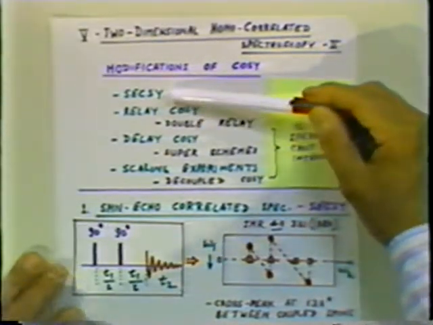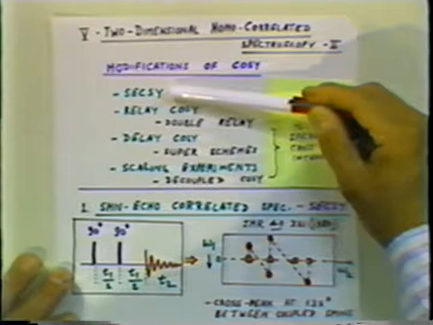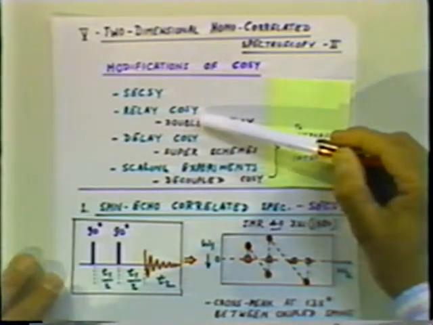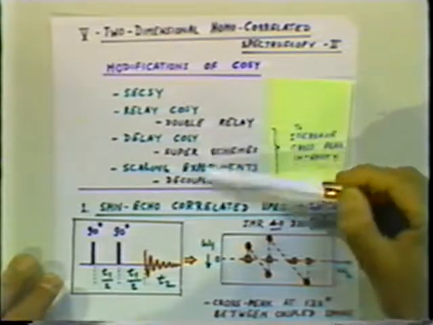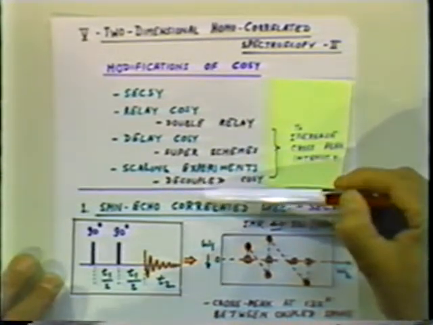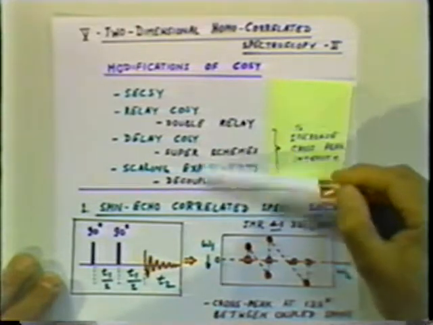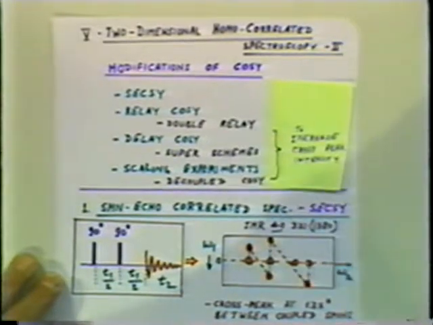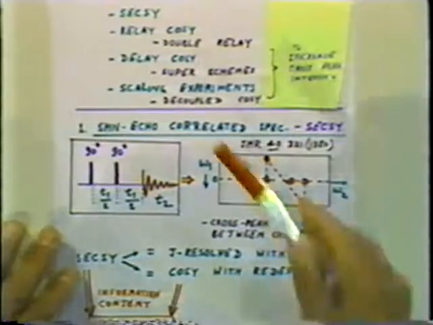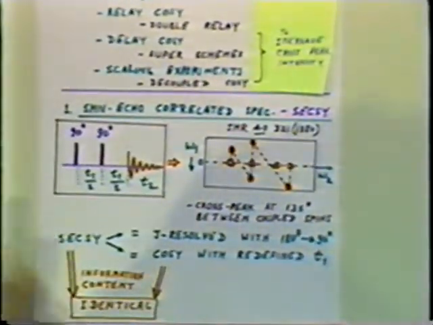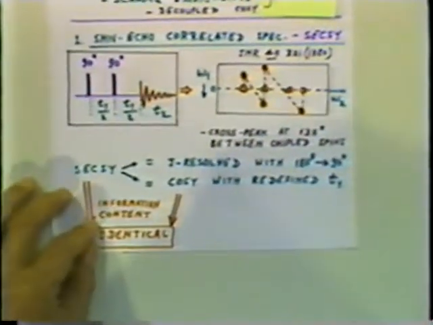Spin echo correlated spectroscopy is a replacement for COSY. These experiments extend the utility of COSY. These experiments attempt at increasing the intensity of cross peaks in COSY. Okay, these two. The spin echo correlated spectroscopy, which has basically the same information as COSY, is the following experiment.